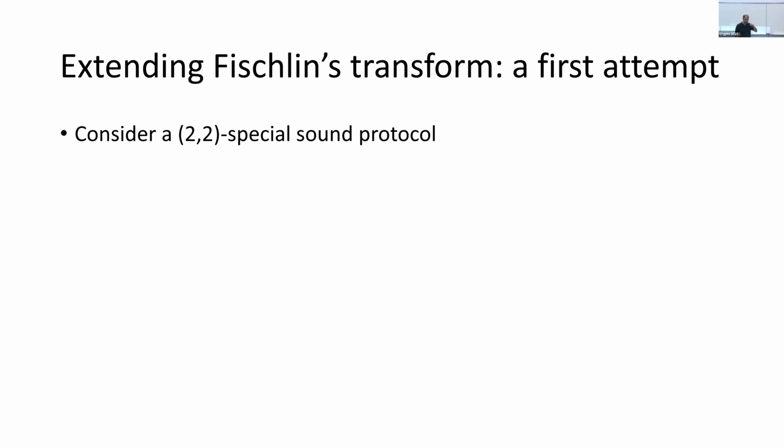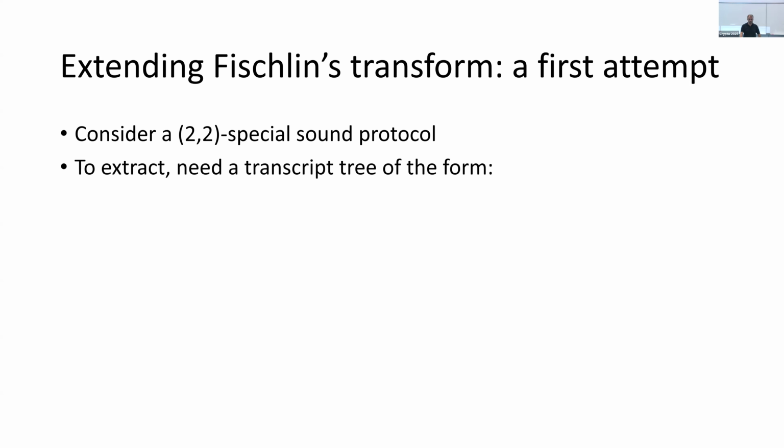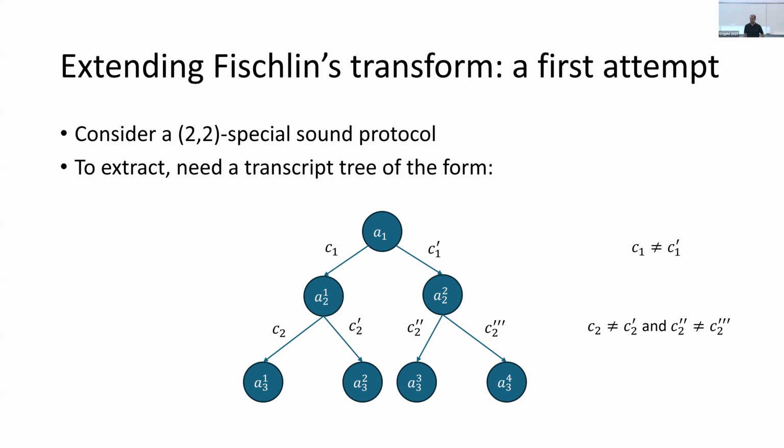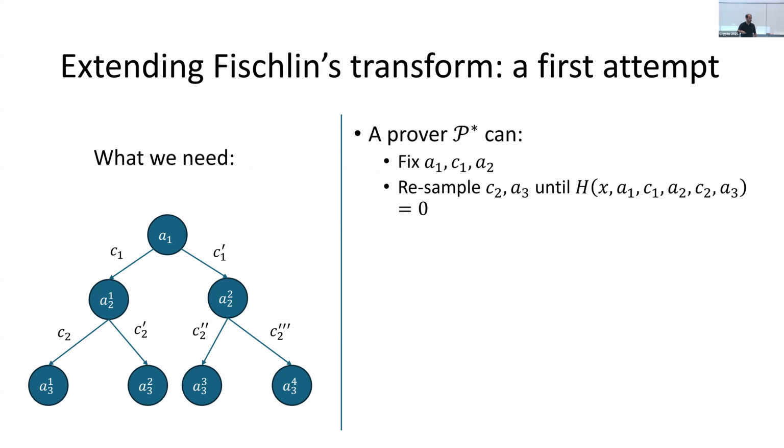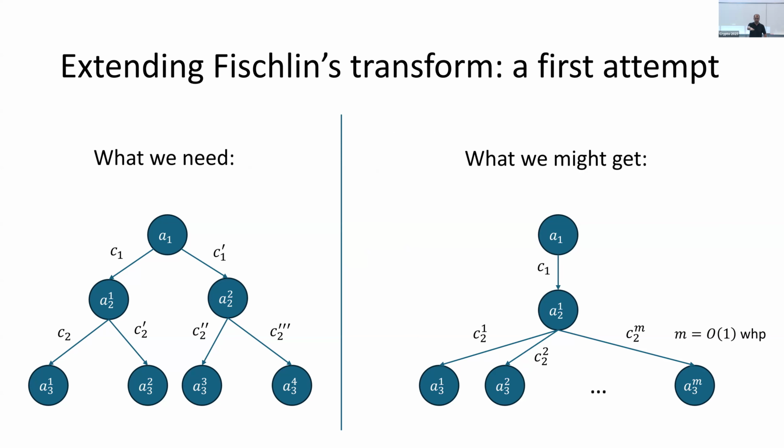To see the attack, let's consider just 2-special soundness. What we want in order to extract is a tree that has this form. Unfortunately, what the prover can do is fix the first 3 messages of the protocol, and then repeatedly sample the last 2 messages until it finds a transcript that hashes to 0. So this is the tree that we actually get. Even though the number of leaves might be the same, this is not enough in order to extract a witness.